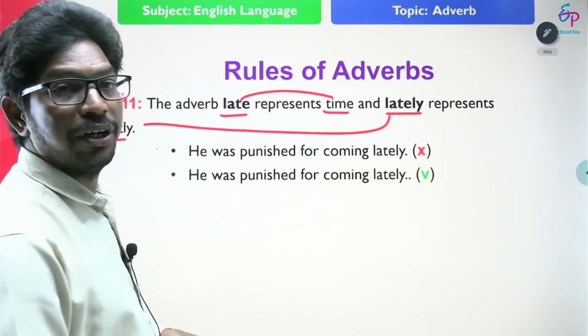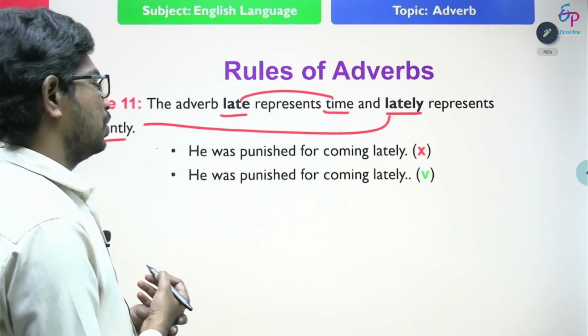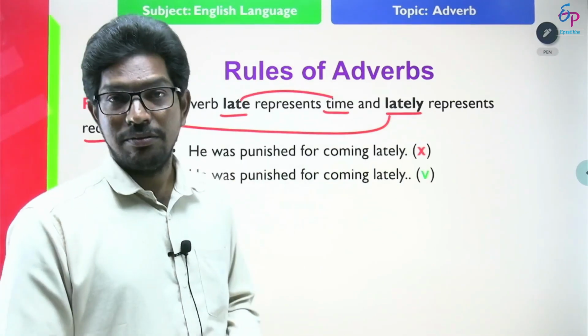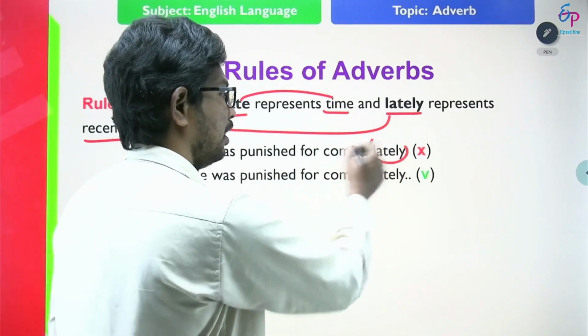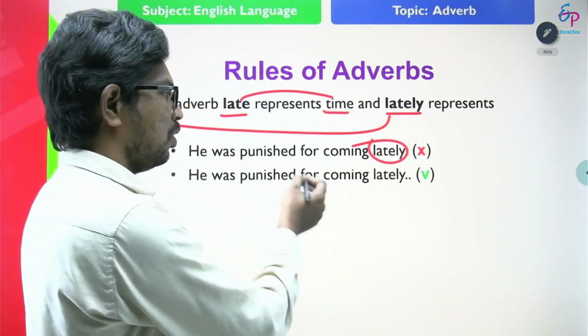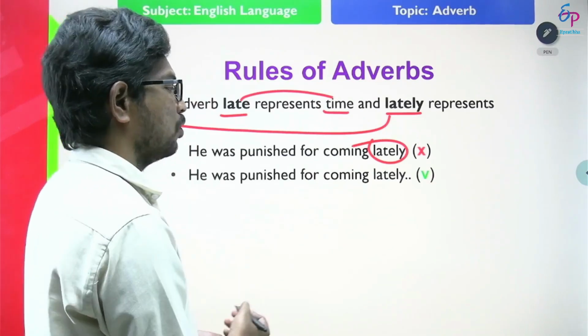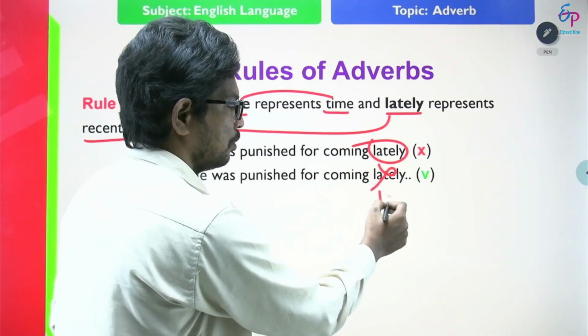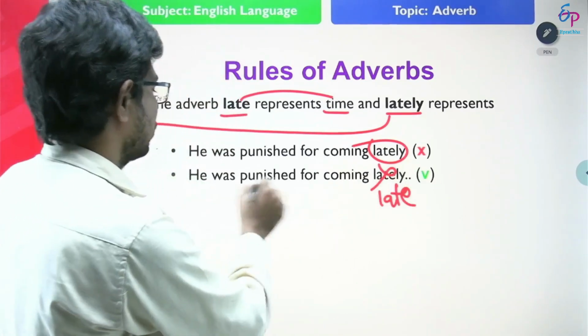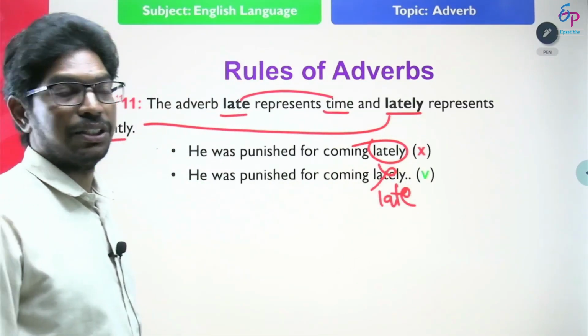Look at the example and find the error. He was punished for coming lately. In this statement, what is lately? Lately means recently. This sentence is not talking about recently. It is talking about late, not lately. So he was punished for coming late is correct.